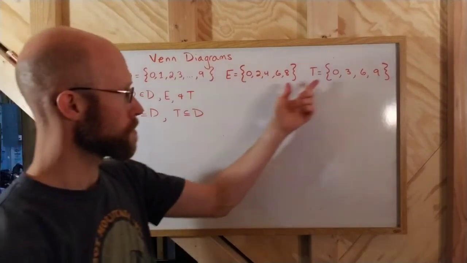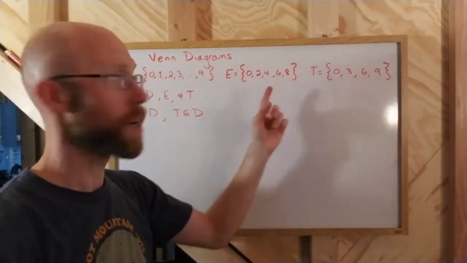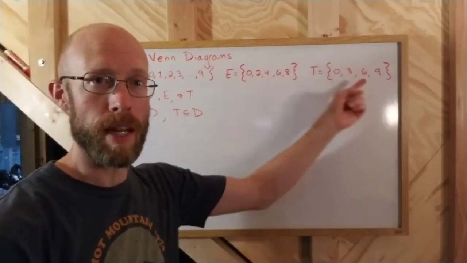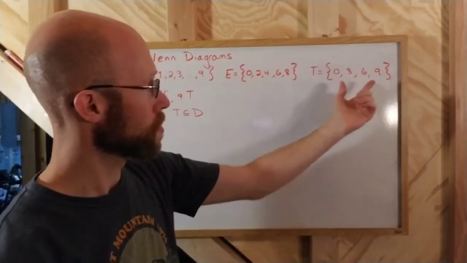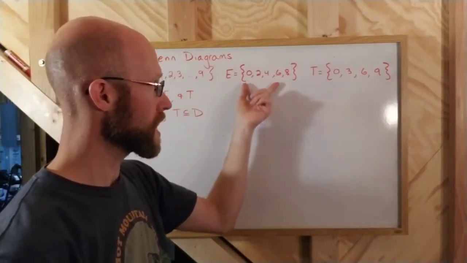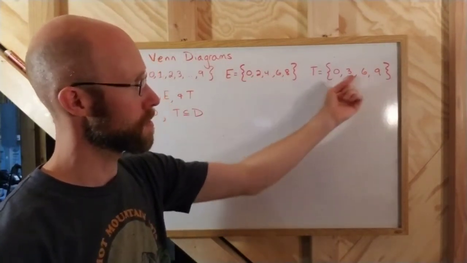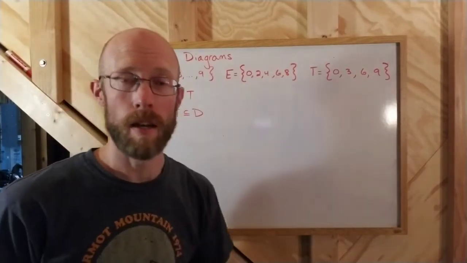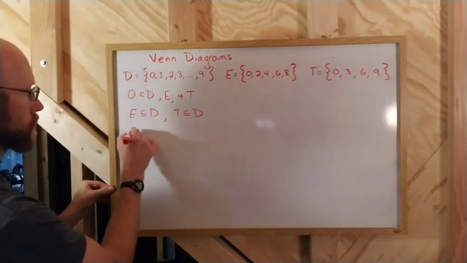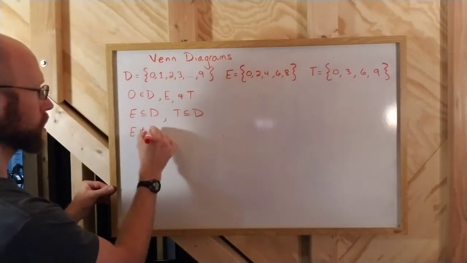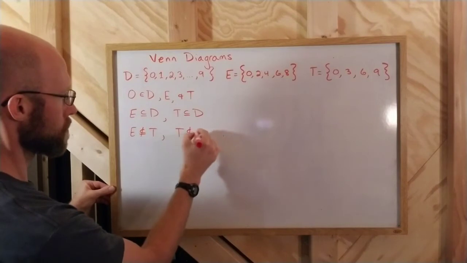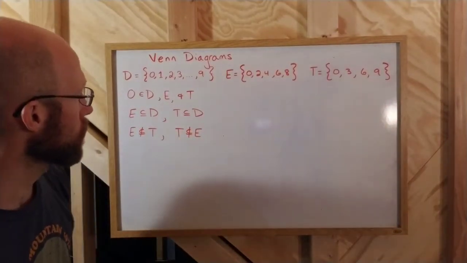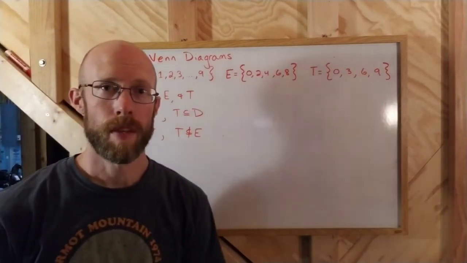Now, is E a subset of T? No, because there are elements like the element 2, which are in E but not in T. Similarly, T is not a subset of E, because there are elements, 3 for instance, that are in T but not in E. So they're not subsets of each other, right? E is not a subset of T, and T is not a subset of E.